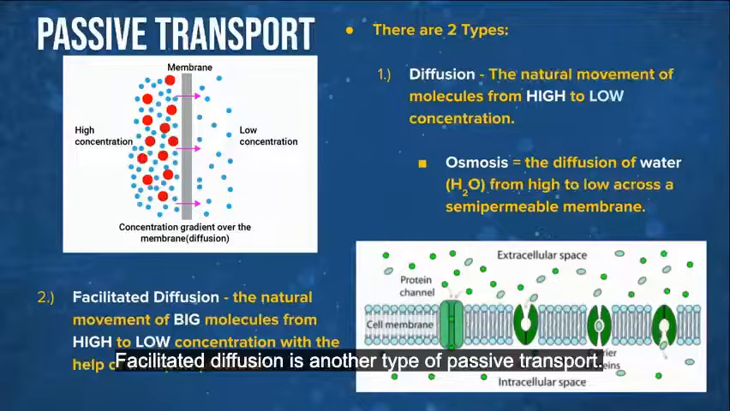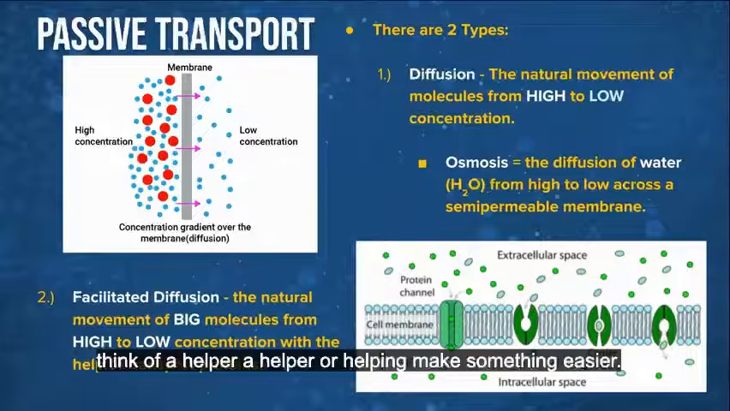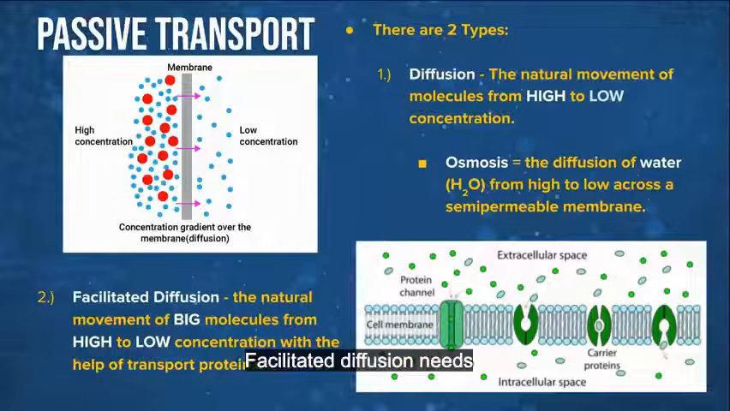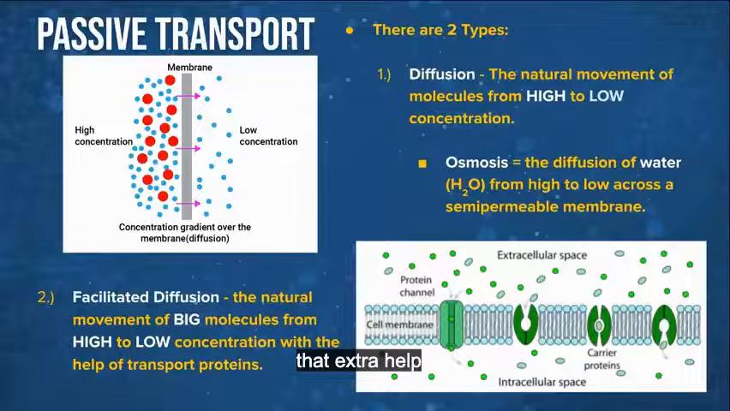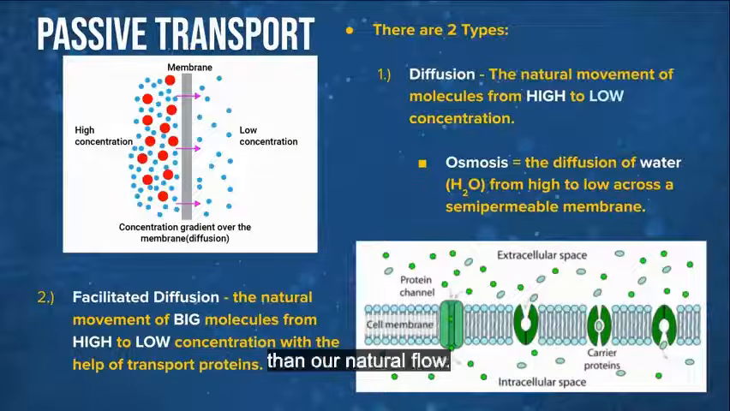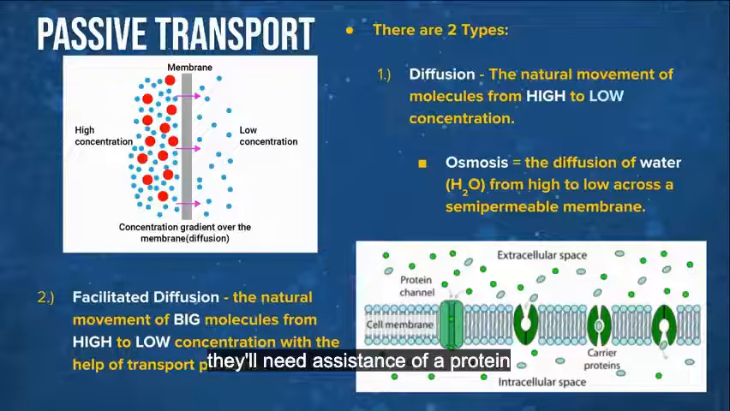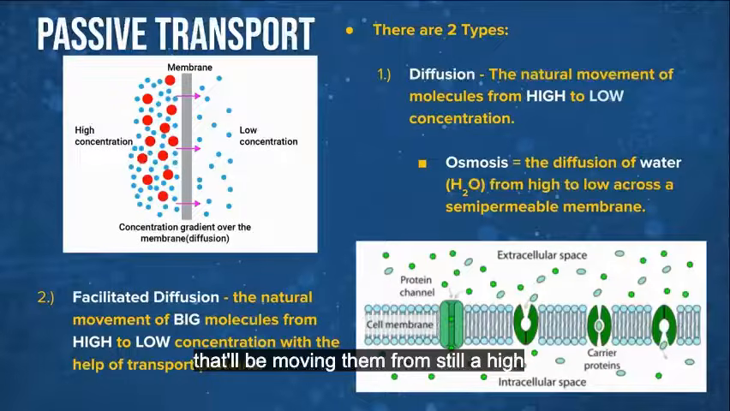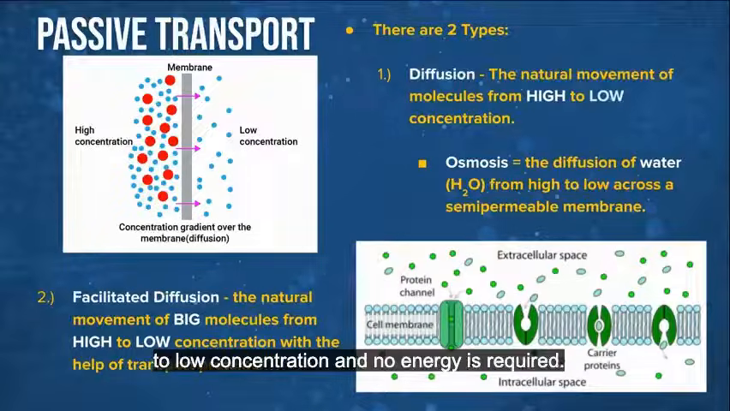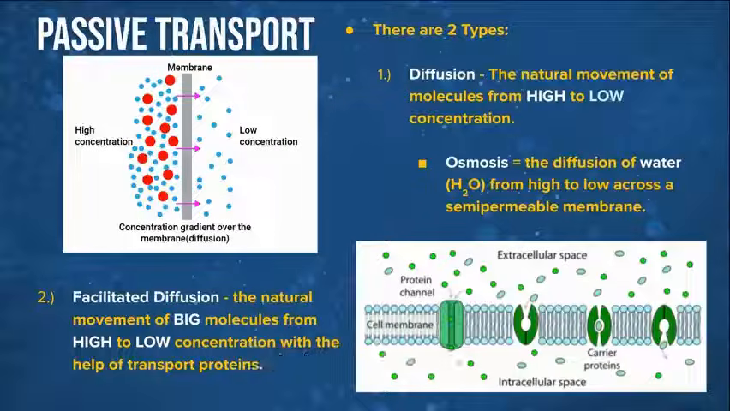Facilitated diffusion is another type of passive transport. When you think of facilitated diffusion, think of a helper, or helping make something easier. Facilitated diffusion needs extra help for the particles to move across the cell membrane because they're a little bit bigger than our natural flow. So they'll need the assistance of a protein that will move them from still a high to low concentration, and no energy is required. It's just a little extra push.